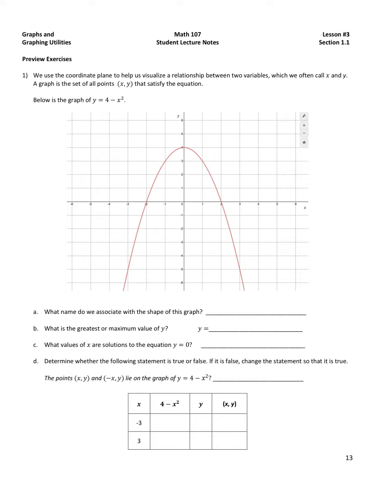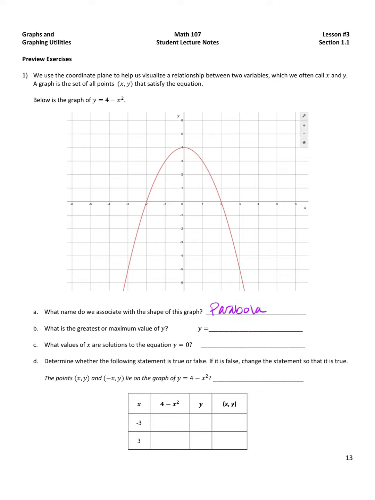So we use the coordinate plane to help us visualize a relationship between two variables, which we often call x and y. Here is a graph of y equals 4 minus x squared. So what name do we usually associate with the shape of this graph? That would be a parabola.